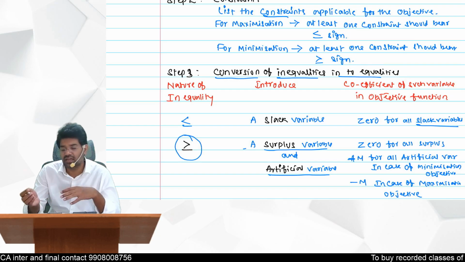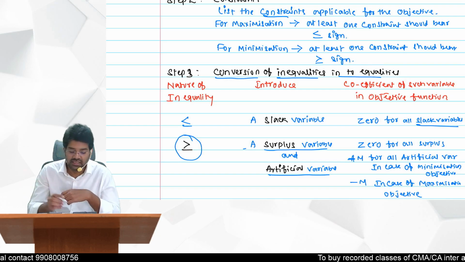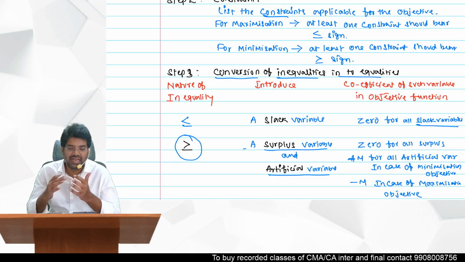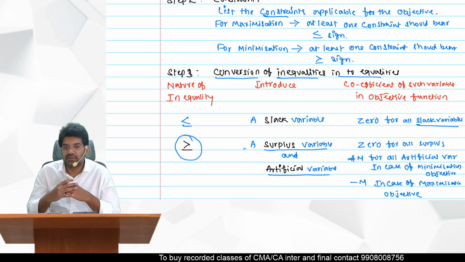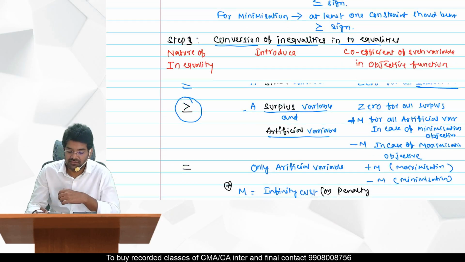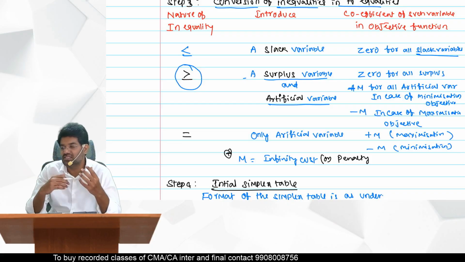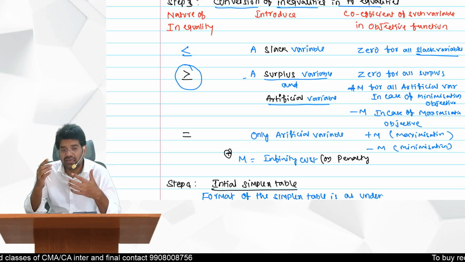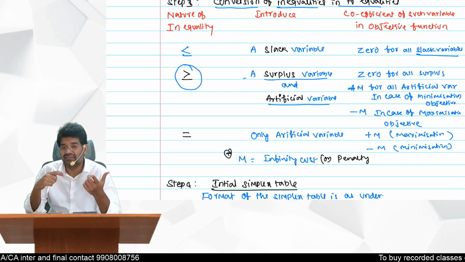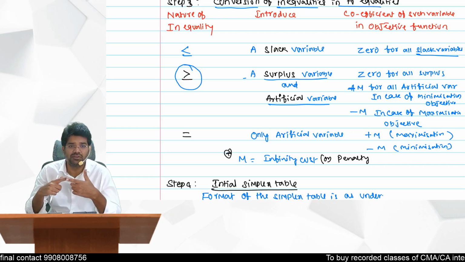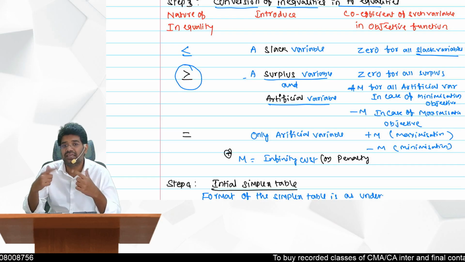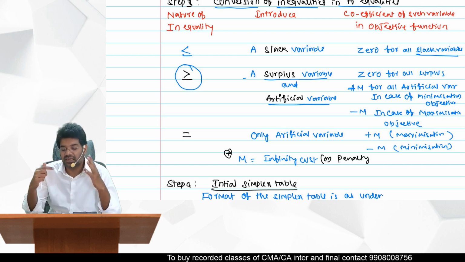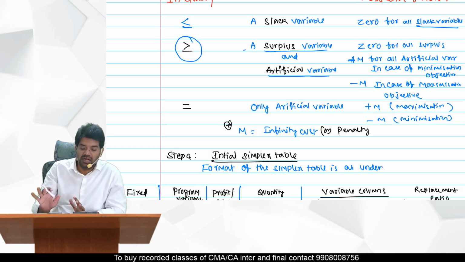Whenever you are converting the inequations into equalities, if you have a less than or equal to type, then we should introduce a slack variable. If you have greater than or equal to, then we should introduce both a surplus variable as well as an artificial variable. As for the coefficients in the objective function, the surplus variable as well as the slack variable both will have 0 as coefficients, whereas the artificial variable will have M. If it is minimization, then plus M. If it is maximization, minus M. So this is the conversion part only.